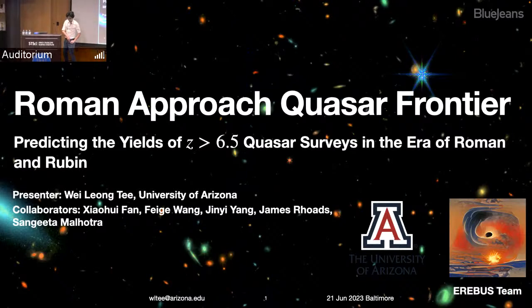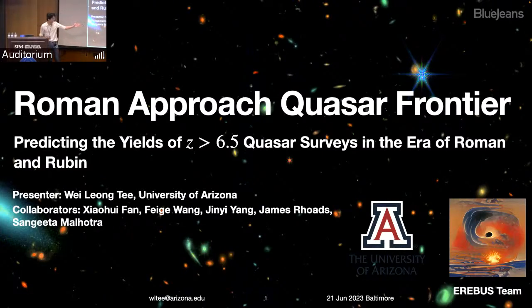Okay, I hope everyone can hear me clearly, right? Okay, good. So, first of all, I'd like to thank the organizers for giving me this opportunity to talk about my work on this Roman approach for the quasar frontier, where the people in front of me already introduced a lot to you about what quasars are. And here I'm mainly focusing on pushing the quasar frontier, which means going to the furthest redshift that we can reach and to the faintest magnitude that we can reach. So I'm a grad student from the University of Arizona, and below I list the collaborators for this work.